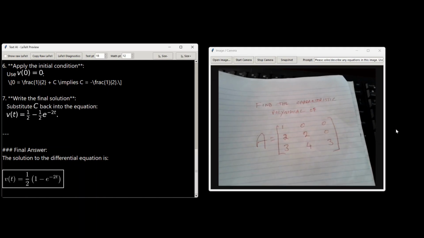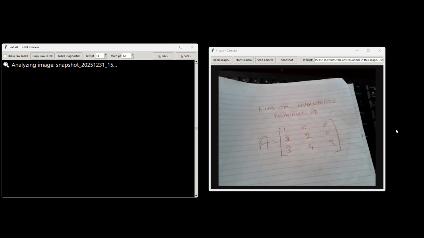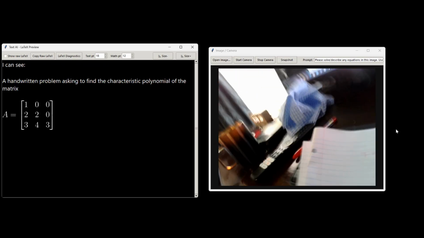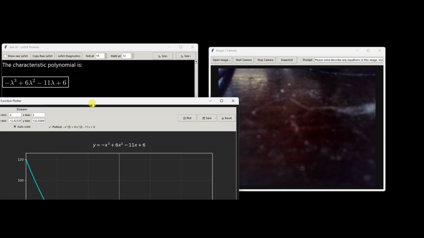What do you see? I can see a handwritten problem asking to find the characteristic polynomial of the matrix containing A equals 1 0 0, 2 2 0, 3 4 3. Find the characteristic polynomial. The characteristic polynomial is boxed minus lambda cubed plus 6 lambda squared minus 11 lambda plus 6. Graph that. Plotting the function.